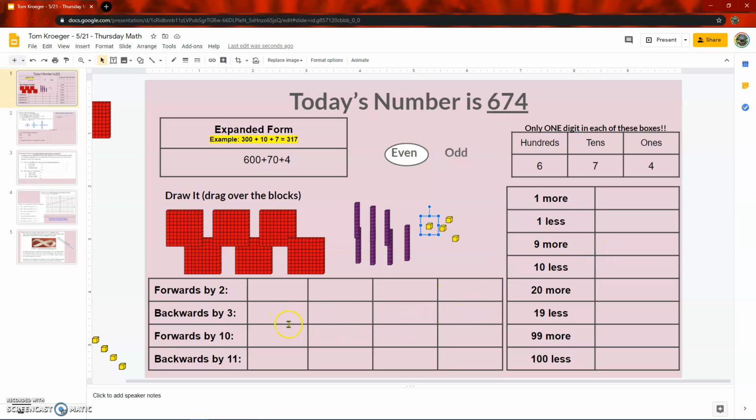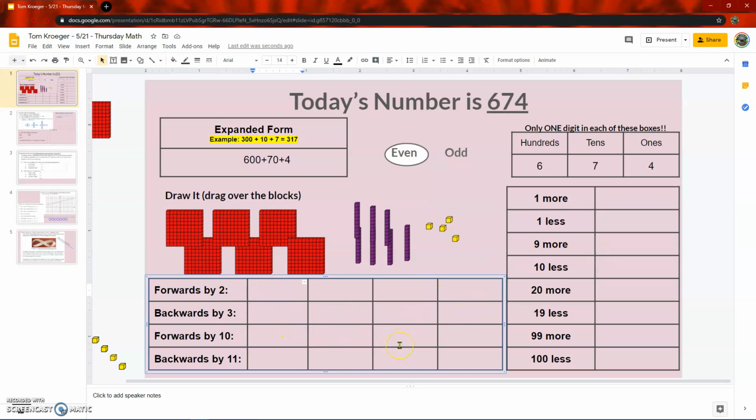And then we're just going to fill in as we go, forwards by 2. So 674, 676, 678, 680, 682. Backwards by 3. 671, 668, 665, 600 and, oops, I did 85 there. That's not right.